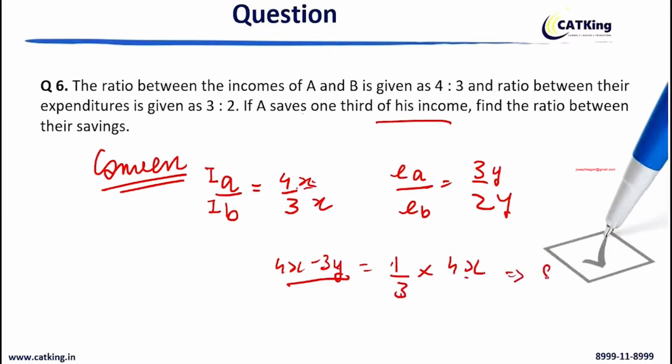So that gives me 8x equal to 9y. This is just the conventional approach that I am talking about. Also, they are asking me the ratio of the savings. What is the ratio of the savings?